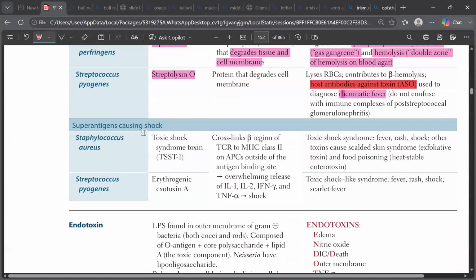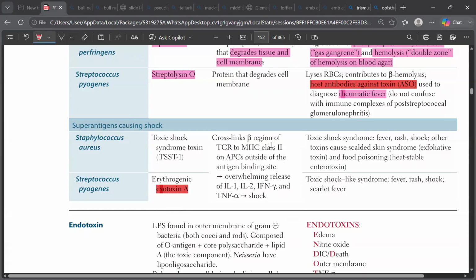Then they have superantigens causing shock. These include Staph aureus and Streptococcus pyogenes. Staph aureus has toxic shock syndrome toxin, TSST-1, that cross-links, and Streptococcus pyogenes has erythrogenic exotoxin A. Not only did it have streptolysin O, it also has erythrogenic exotoxin A, and both of these cross-link the beta region of the T cell receptor to MHC class 2 on APCs outside of the antigen binding site. This causes overwhelming release of IL-1, IL-2, IFN gamma, and TNF alpha, and that causes shock.